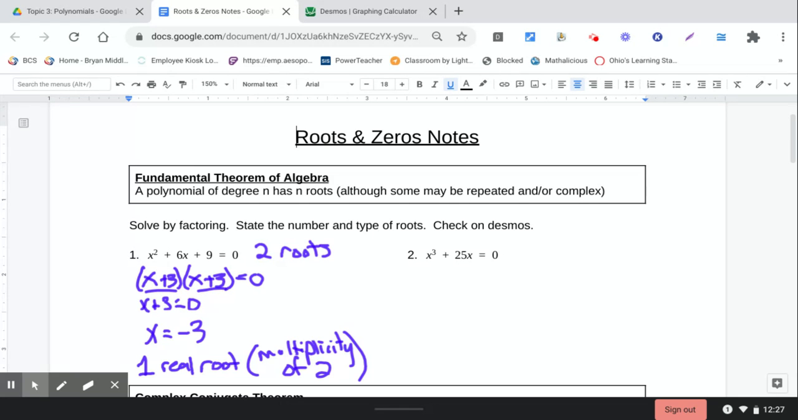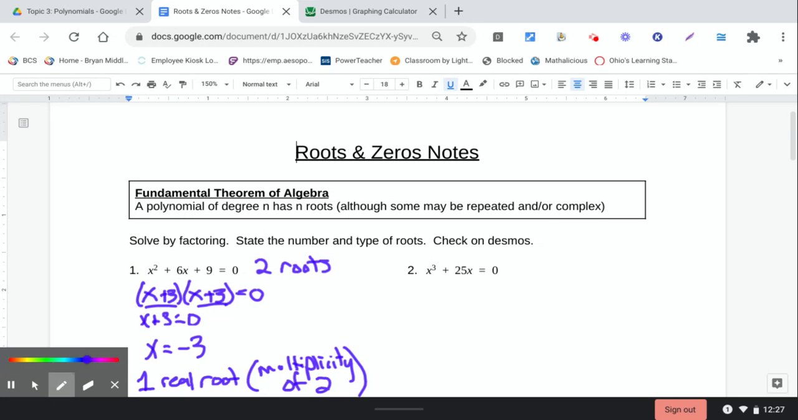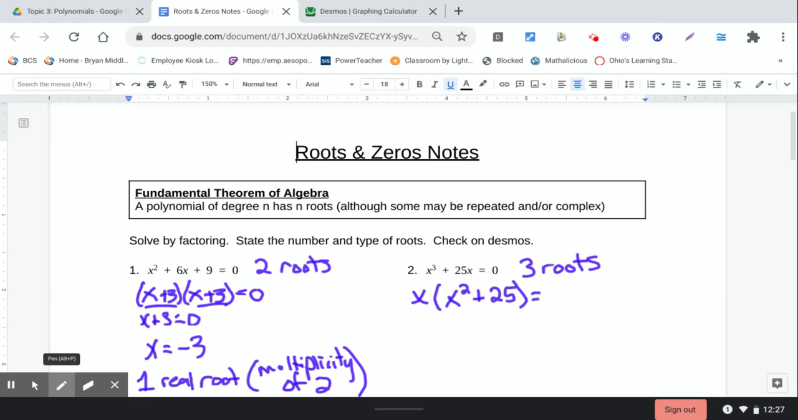It's degree 3, so it is supposed to have 3 roots. We need to find out what they are. So I'm going to start by factoring out a GCF, which is x. That leaves us with x squared plus 25. Now, x squared plus 25 cannot be factored any further. That's a sum, not a difference of squares. So now what I'm going to do is just set both of these equal to 0 and finish solving.